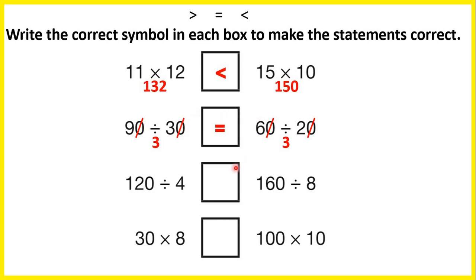Now 120 divided by 4 is 30 because 12 divided by 4 is 3, and if we have an end zero in our dividend, we need an end zero in our answer. And 160 divided by 8 is 20. So because 30 is greater than 20, we need a greater than sign. And finally, 30 times 8 is 240, because 3 times 8 is 24, and we need our end zero. And then 100 times 10 is 1000, because to multiply a whole number by 10, we can put a 0 on the end. So 240 is less than 1000, so we need the symbol for less than.